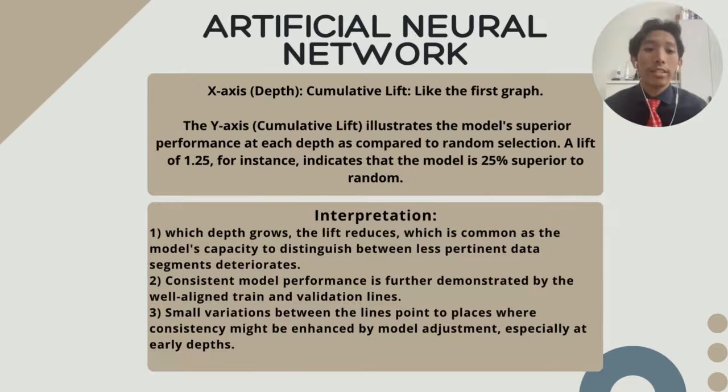Next, the graph from the previous slide indicates the cumulative lift graph, with x-axis as depth and y-axis as cumulative lift. So what can we interpret from the graph? When depth grows, the lift reduces, which is common as the model's capacity to distinguish between less pertinent data segments deteriorates. Secondly, consistent model performance is further demonstrated by the well-aligned train and validation lines. Lastly, small variations between the lines point to places where consistency might be enhanced by model adjustment, especially at early depths.